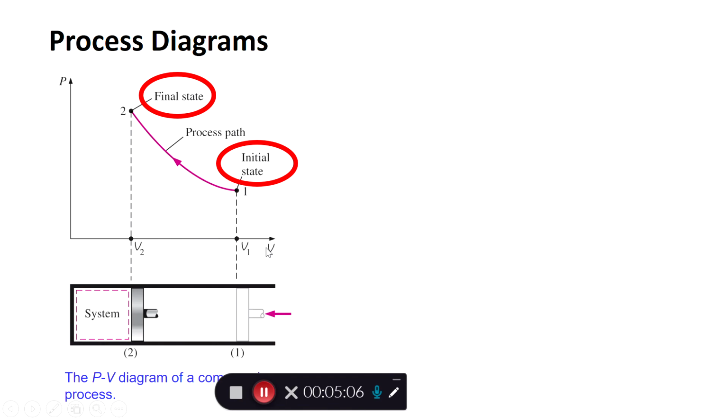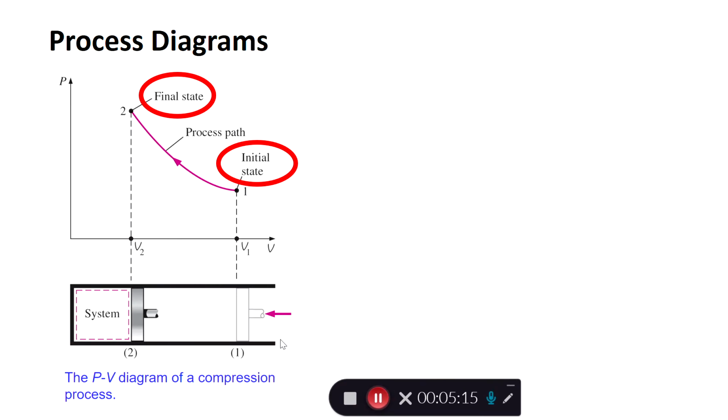You also have initial and final states. Now let's look at this. This corresponds to the piston that you see at the bottom here. Initially, it has a certain volume. You can see that the piston head is at this position. This corresponds to quite a high volume. So this is V1, initial state.